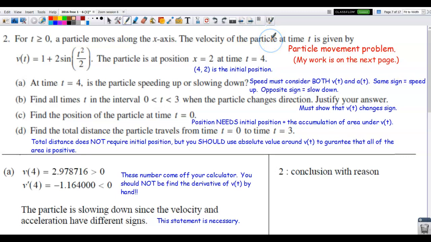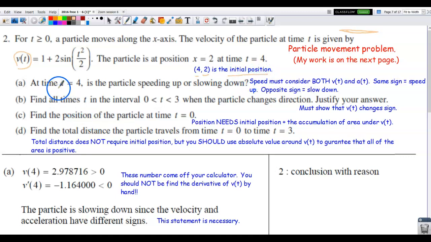In problem number 2, we have a particle moving along the x-axis, which simply means that the particle is just going back and forth along the x-axis. The velocity of the particle at time t is given by v(t). So we have the velocity function given. And remember, this is question number 2. It is a calculator question. The position of the particle is x equal to 2 at t equal to 4. So when the time is 4, the position is 2. This is my initial position.